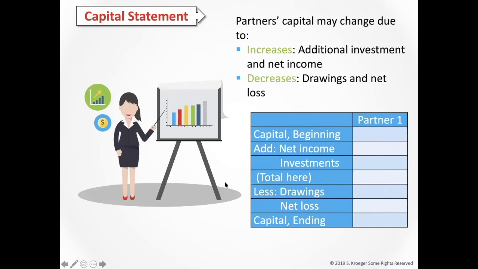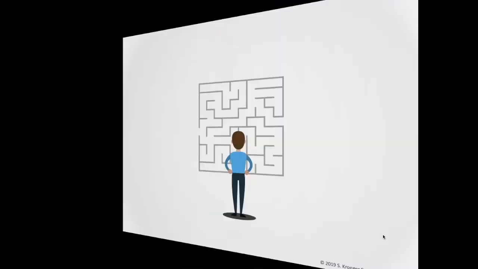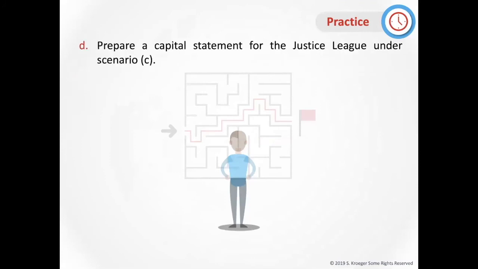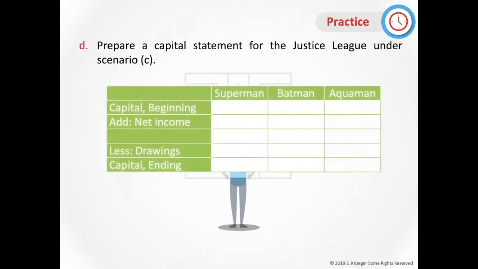Like you would not have a net income and a net loss at the same time. You would have one or the other. Once you total everything up, that would be their capital at the end of the year. Let's do a practice problem with this. This is your classwork, letter D. Prepare a capital statement for the Justice League under scenario C, which was the last one we did.